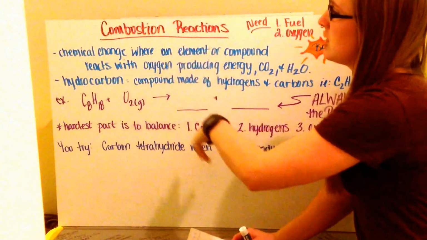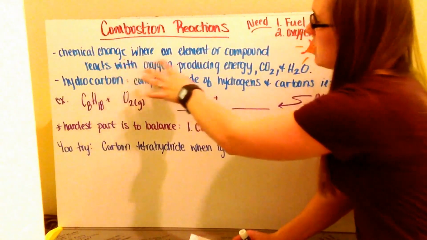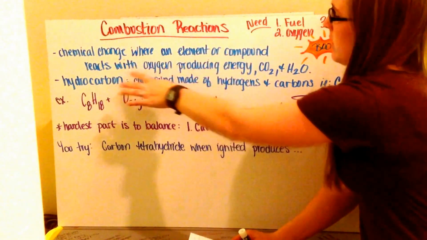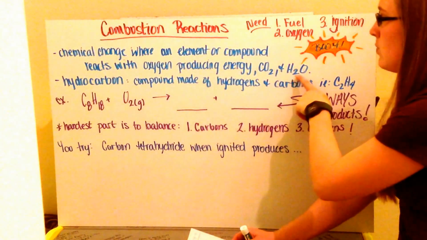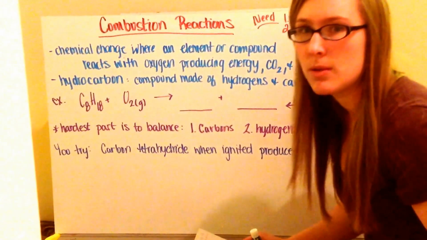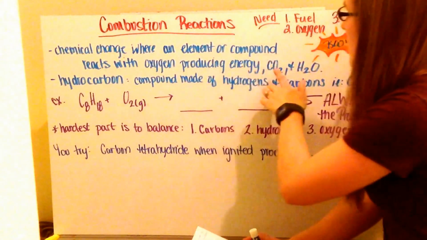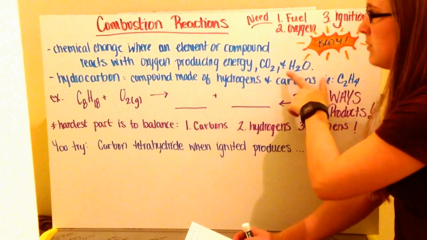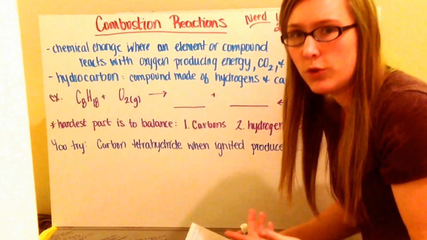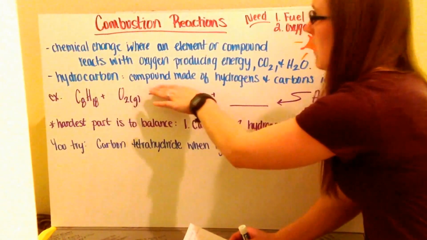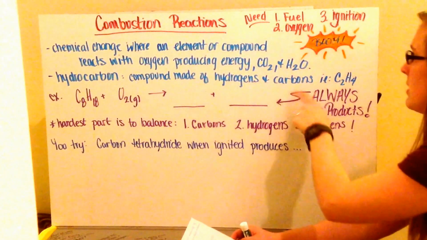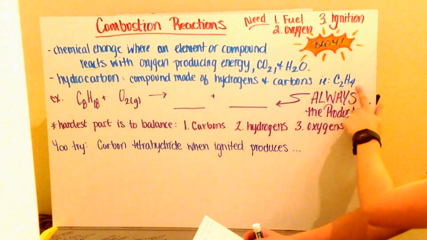So combustion, by definition, is a chemical change where an element or compound reacts with oxygen, which produces energy, carbon dioxide, and water. Every combustion reaction has the products of CO2 and H2O. Our fuel for our reactions is going to be a hydrocarbon, and a hydrocarbon is a compound made of hydrogens and carbons, such as C2H4.